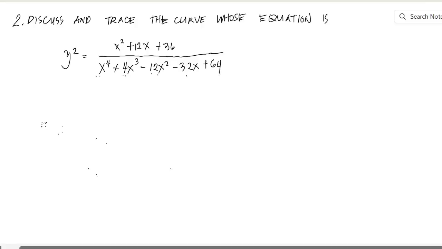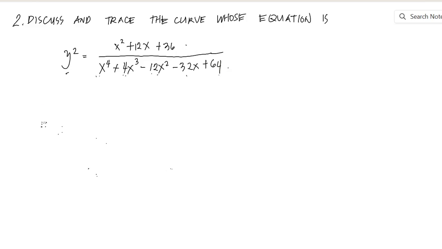Number 2, we are asked to discuss and trace the curve whose equation is y squared is equal to (x squared plus 12x plus 36) over (x to the fourth plus 4x cubed minus 12x squared minus 32x plus 64). As you can see here, this is a curve of type 4 since we have y squared equal to a polynomial in x over a polynomial in x.